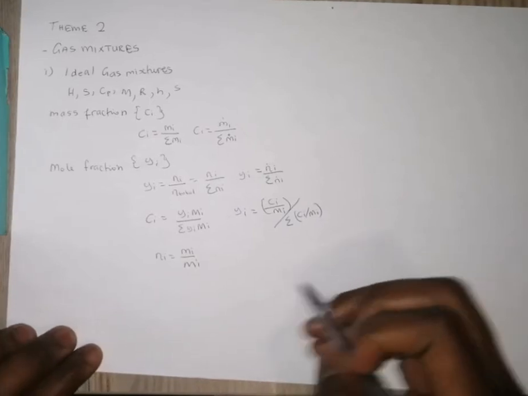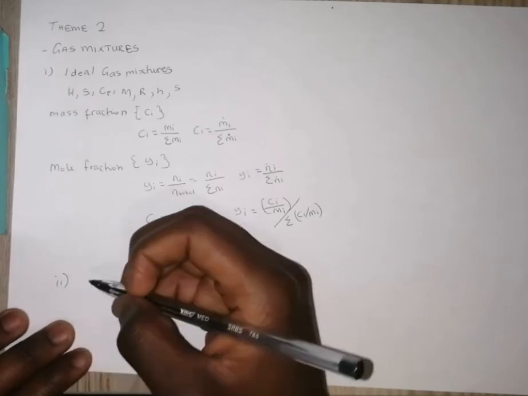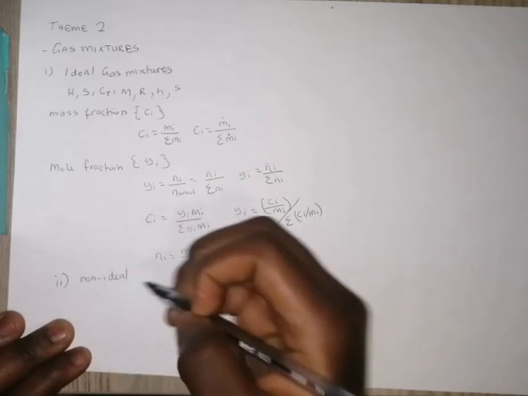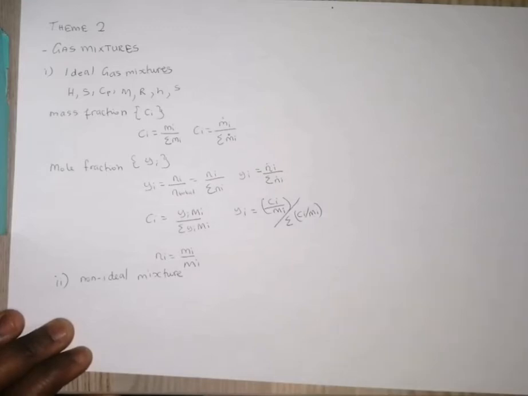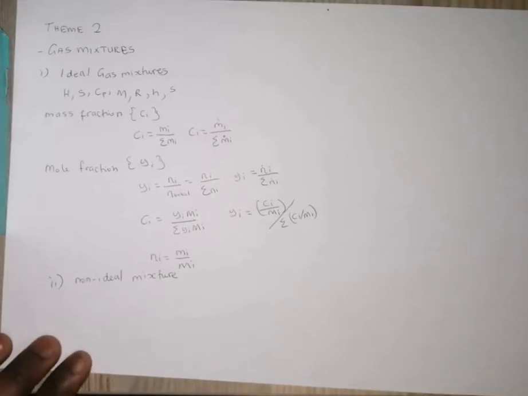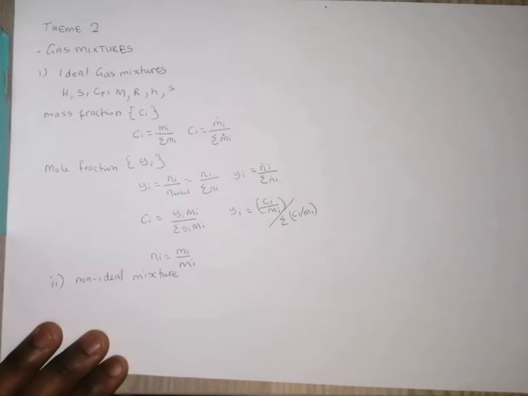The second part we're supposed to look at is the non-ideal gas mixtures. Please be aware that in MTX 311 we do not look at non-ideal gas mixtures. This is because it is too complex for us to solve, so we do not look at it. The only gas mixture that we might look at, which is non-ideal, is a mixture of air and steam. After that we skip this.